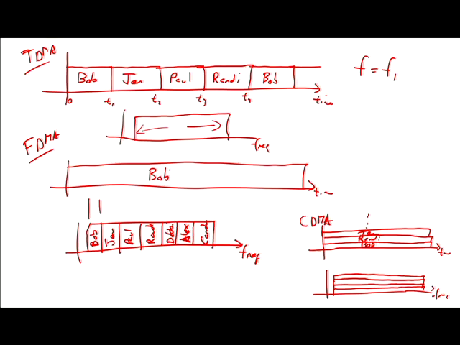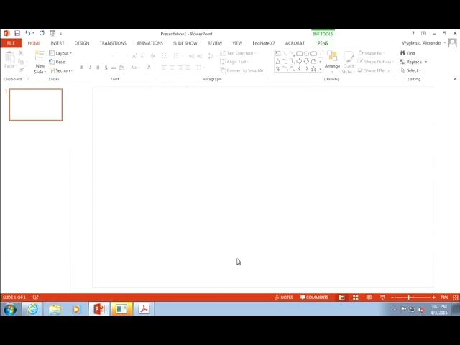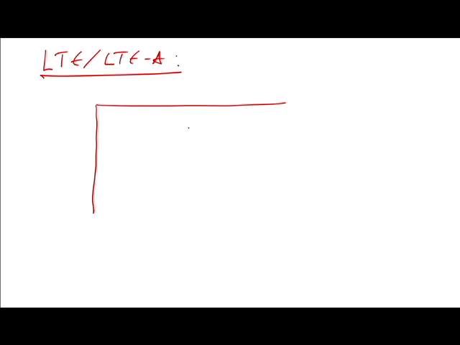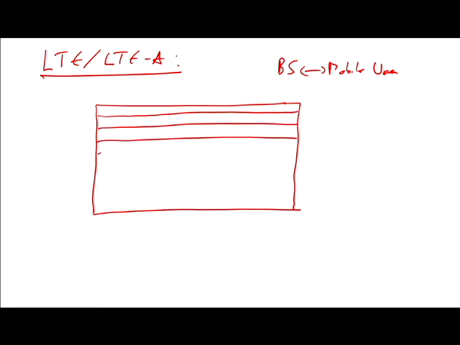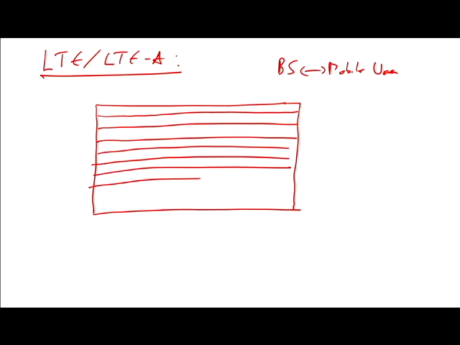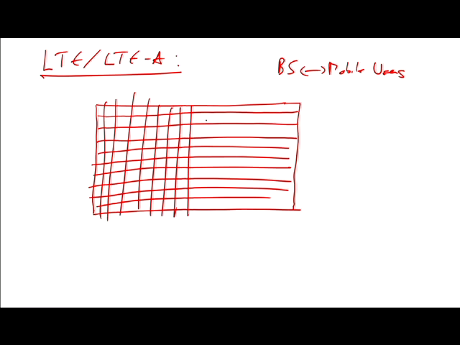Okay? Now, I just wanted to add something. You can combine TDMA, FDMA, and or CDMA together. So let me give you a little bit of insight into the latest and greatest, with LTE. The way it works is that between, let's say, your base station and your mobile user, what you've got is something called resource blocks. And it looks like this. You put users in, and what you've got essentially is this humongous grid.